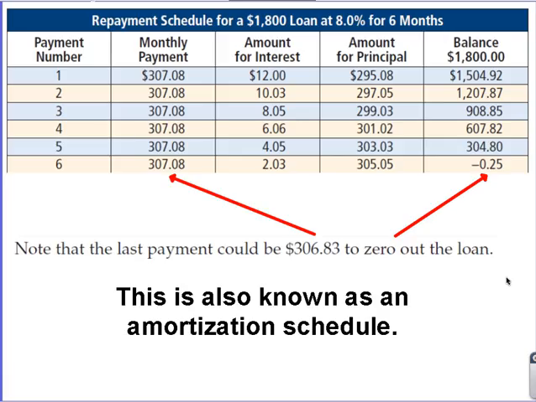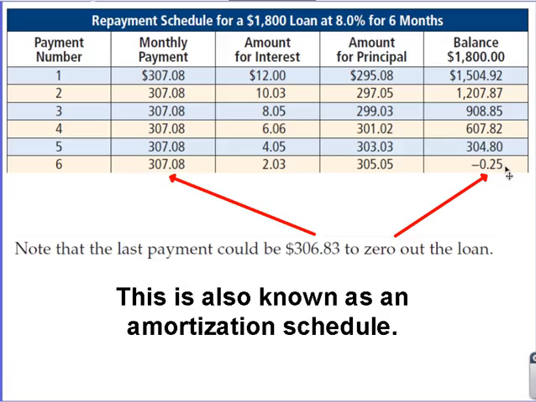Notice that on payment number 1, the monthly payment is $307.08. On all the payments, they're all $307.08. Okay, but your interest is different every time. Your amount of principal is different every time. Your balance goes down accordingly.